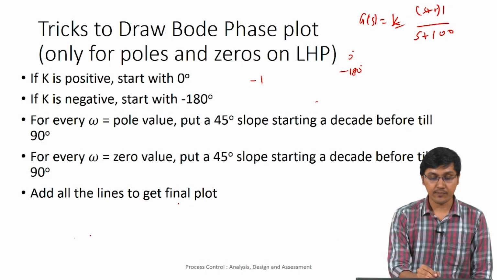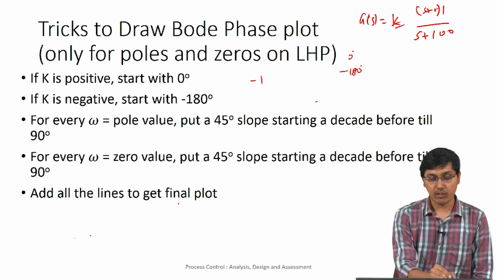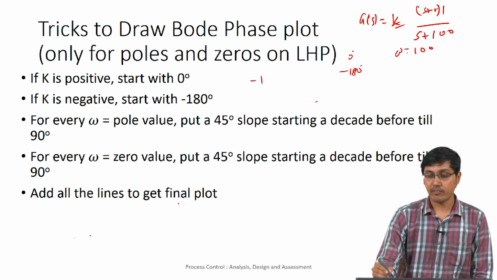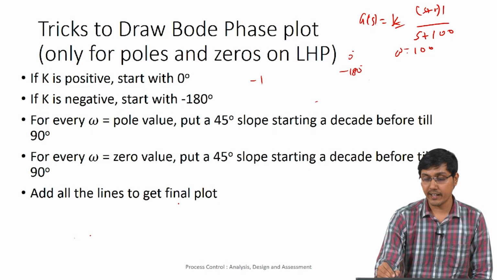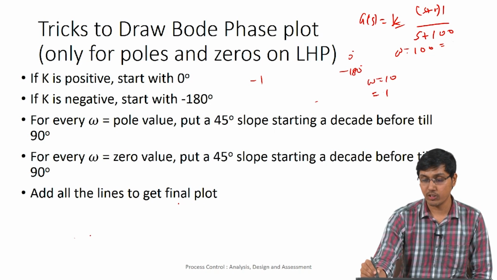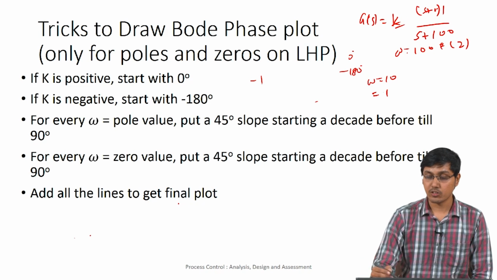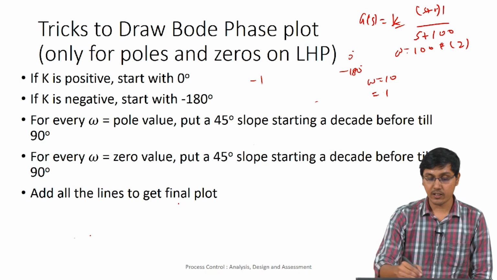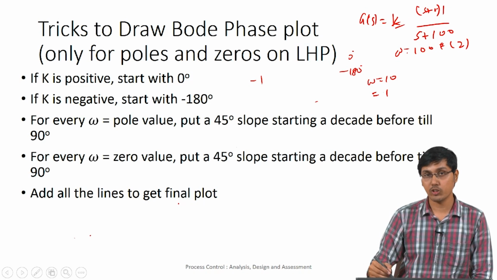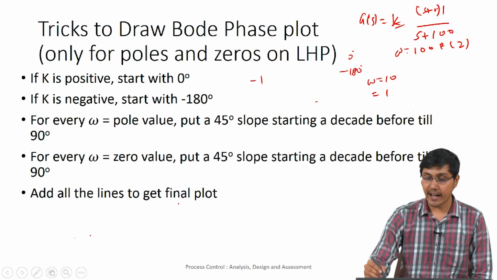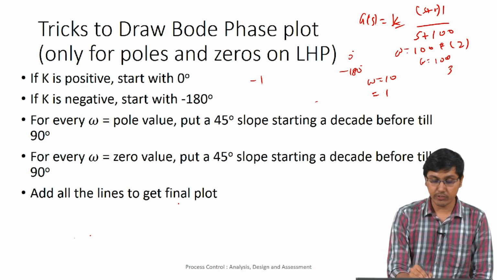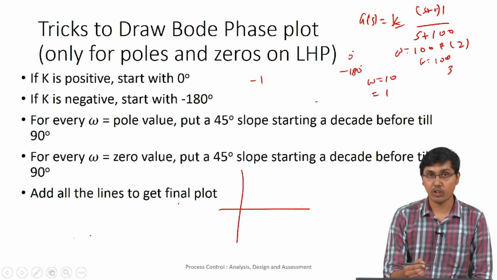And so for every pole value, omega equal to a pole value, for example omega equal to 100, we start a decade before, which is omega equal to 10, or logarithm of omega equal to 1, and this is logarithm of omega equal to 2. So at omega equal to 1 we will start dropping the phase with a 45 degree slope, and then we will stop it at omega equal to 1000, or logarithm equal to 3. So basically you can plot something and then show how it behaves.